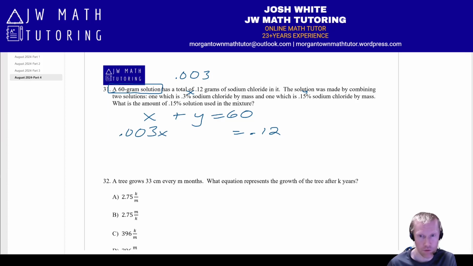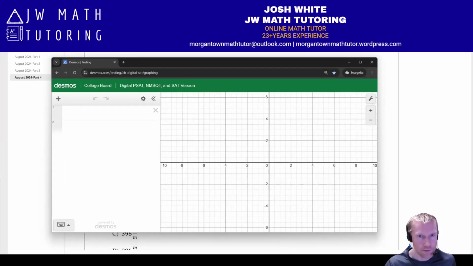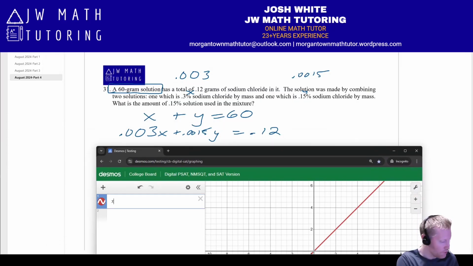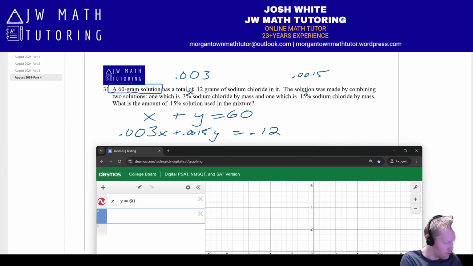We go through the same process for the second one. The 0.15% just gets translated into its decimal equivalent of 0.0015. And then that's just going to be multiplied by Y, which is the total amount of the second solution. So now we have our system of equations. What I recommend at this point is just go to Desmos. We're just going to type the two equations into Desmos and look where they intersect.